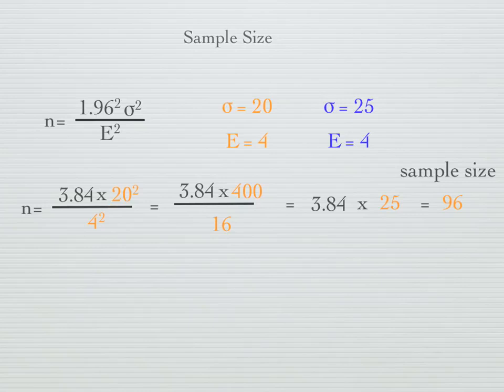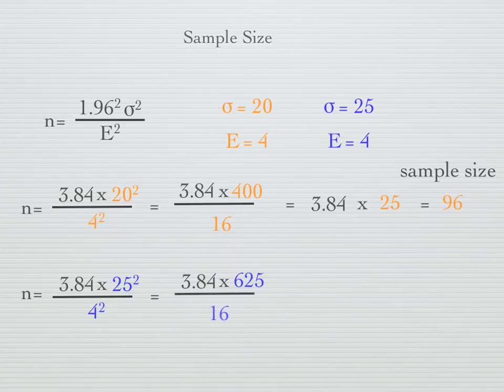Now let's redo the same problem again, but this time we'll use 25 as the standard deviation. We plug in the same numbers in the same spots. So we now have 3.84 times 625 divided by 16, which is equal to 3.84 times 39, which gives us a sample size of 96.